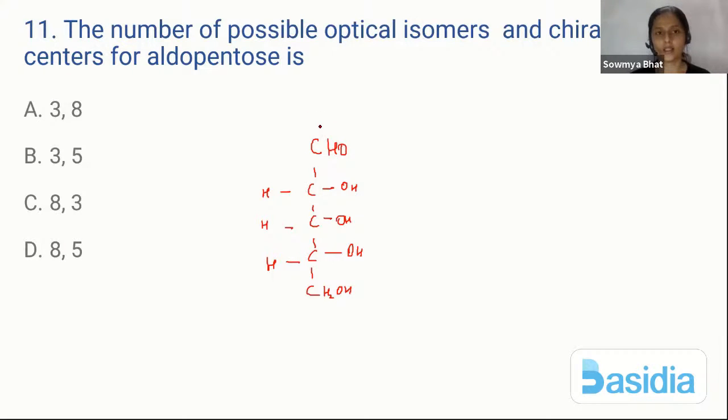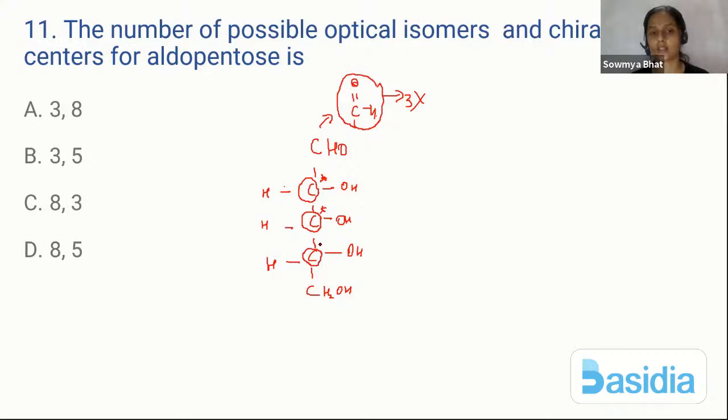Now what happens? Here the bond is C double bond O. The carbon is attached to only 3 different groups, so this can't be a chiral center. If you consider this carbon, this is attached to 1, 2, 3, 4 different groups, so this can be a chiral center. If you consider the next carbon, this is also attached to 4 different groups, so this also can be a chiral center.